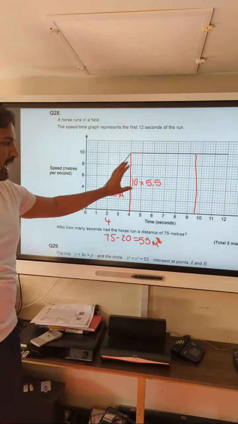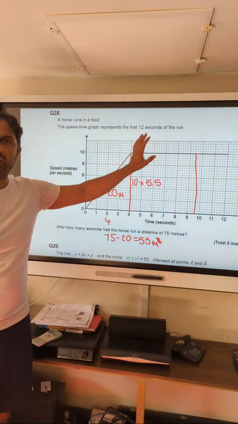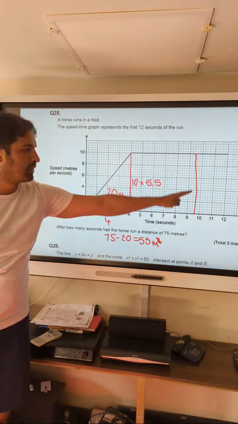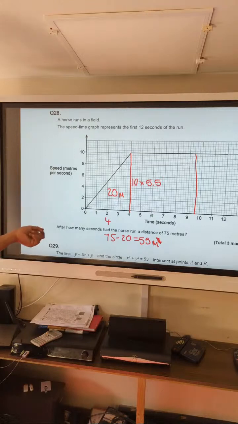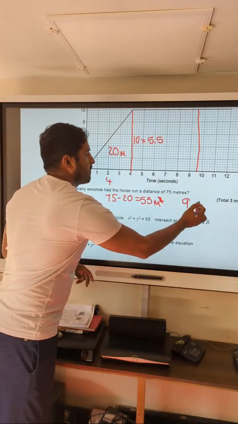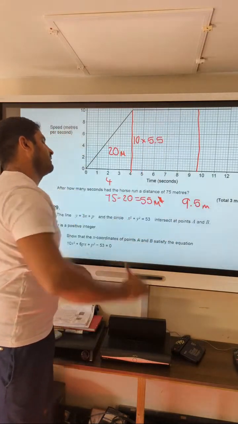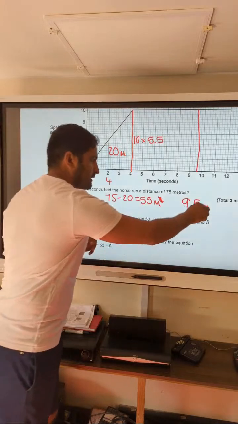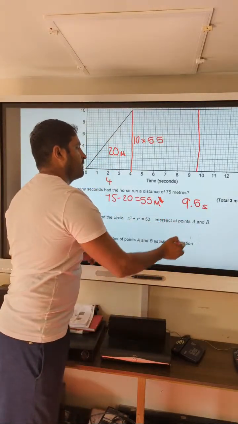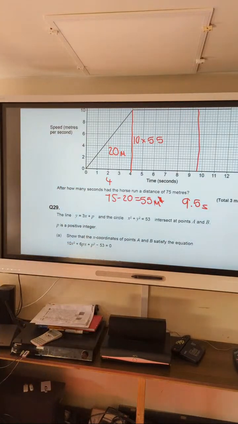So that gives me the area of 75 meters. This is the 75 meters, the distance up to that point. So it'll take the horse 9.5 seconds to cover the distance of 75 meters. Sorry, 9.5 seconds. It takes the horse 9.5 seconds to cover the distance of 75 meters.